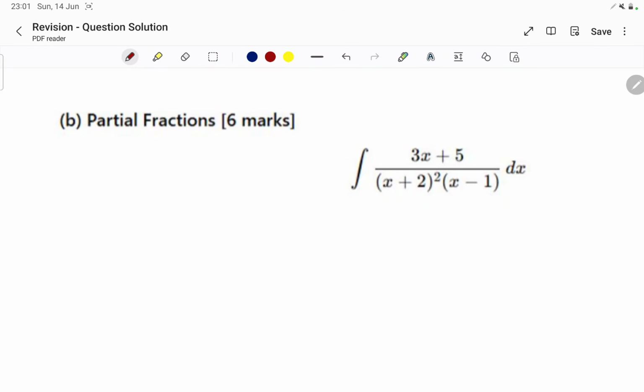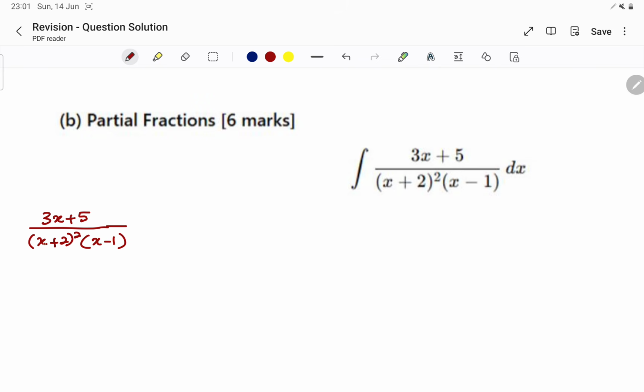Question, we will go through the question for integration by partial fraction. Okay, so first of all, when we are given this kind of question, you have to change the fraction that we have inside into a partial fraction first. So here we have 3x plus 5 divided by (x plus 2) square (x minus 1).